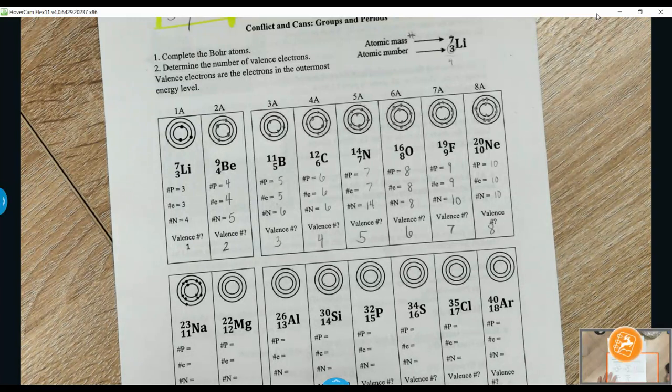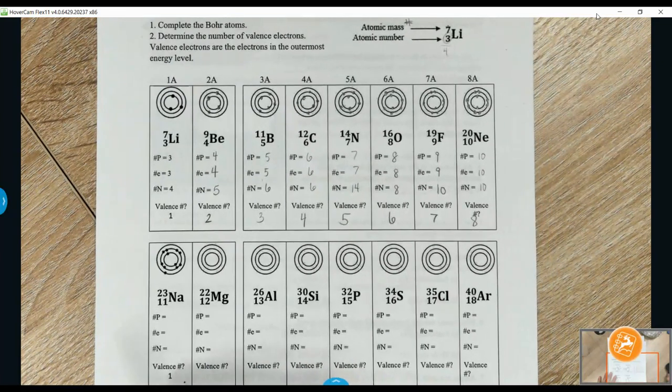Okay, now let's see. I want you guys to match the elements in the chart to their columns on the periodic table. If you can, all right? If you have your periodic tables, if you take your periodic tables out, if you don't already have them, match them together.